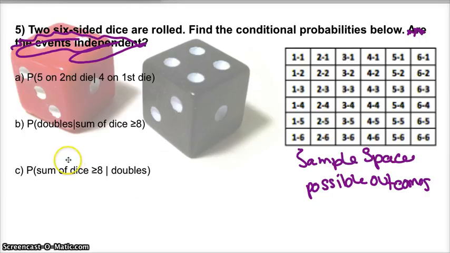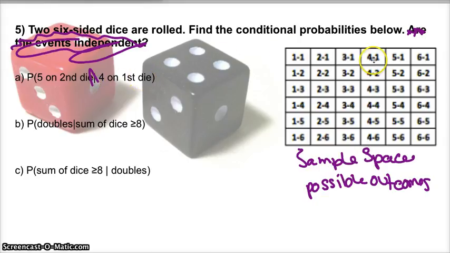If you roll one die, you're looking at this red one, your options are 1, 2, 3, 4, 5, 6. If you roll the black die, your options are 1, 2, 3, 4, 5, 6. So you can roll a 1 on the first and a 1 on the second, a 1 on the first and a 2 on the second, a 1 on the first and a 3 on the second, and so on and so forth. So what this particular problem is asking is the probability of rolling a 5 on the second die given that you've already rolled a 4 on the first die.